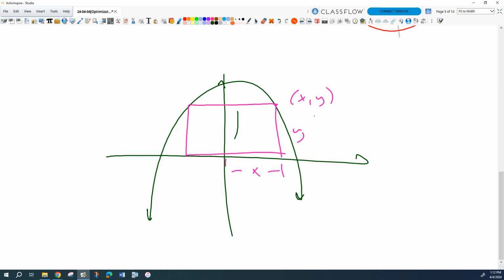Like maybe the equation of the parabola is 4 minus x squared or something. I don't know what it is. But then that's what's telling you the relationship between x and y. Okay? Make sense? Okay, so there's a little helpful hint on that one.